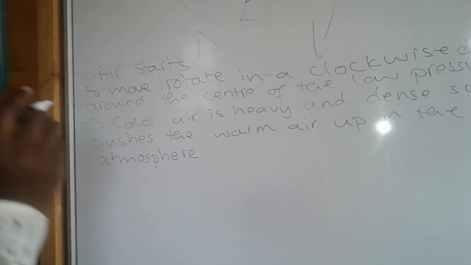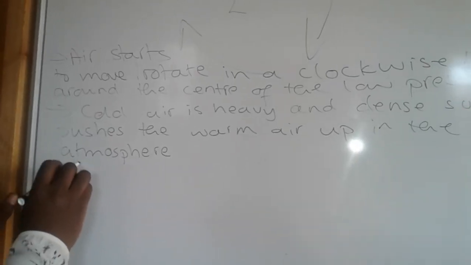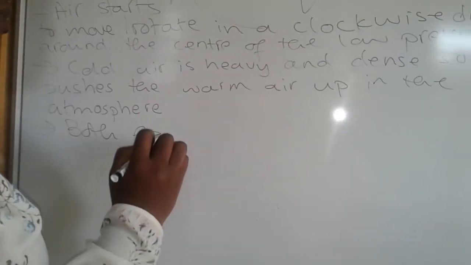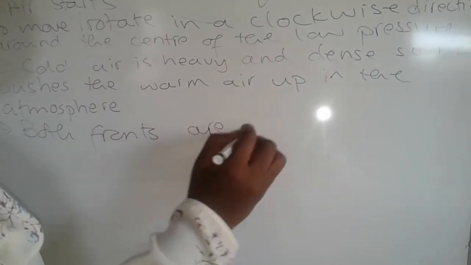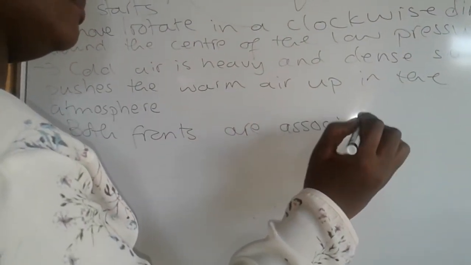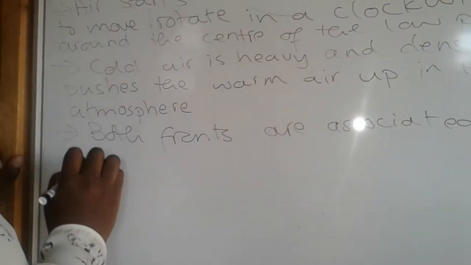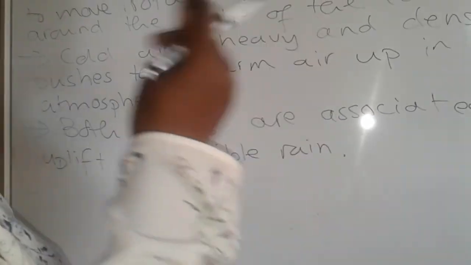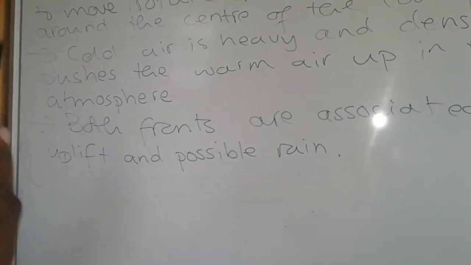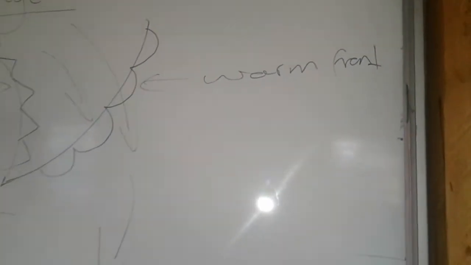Now, because air is rising, both fronts are associated with uplift and possible rain. Because when warm air rises above the cold air, condensation will take place, and we are also going to have rainfall. This is the cold front.